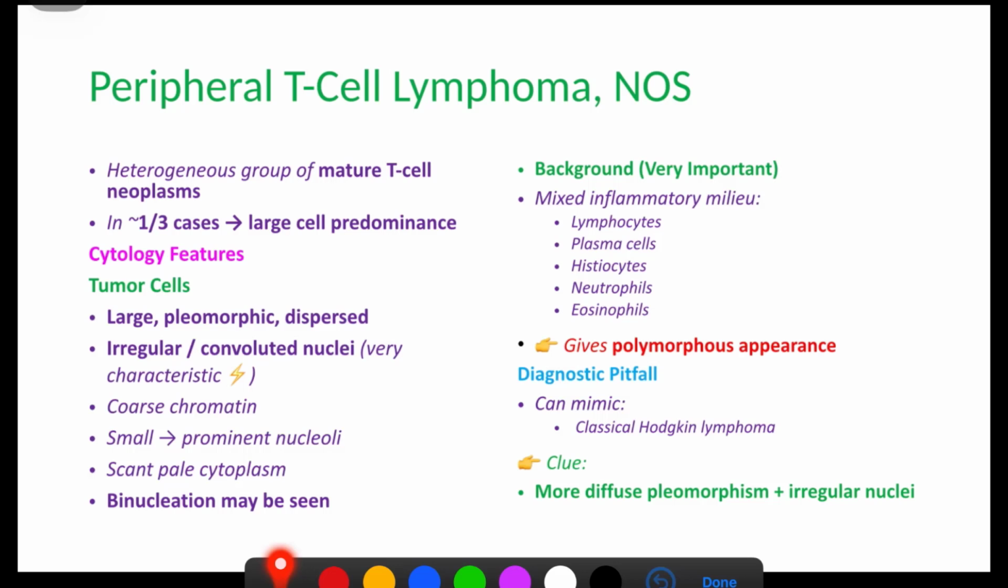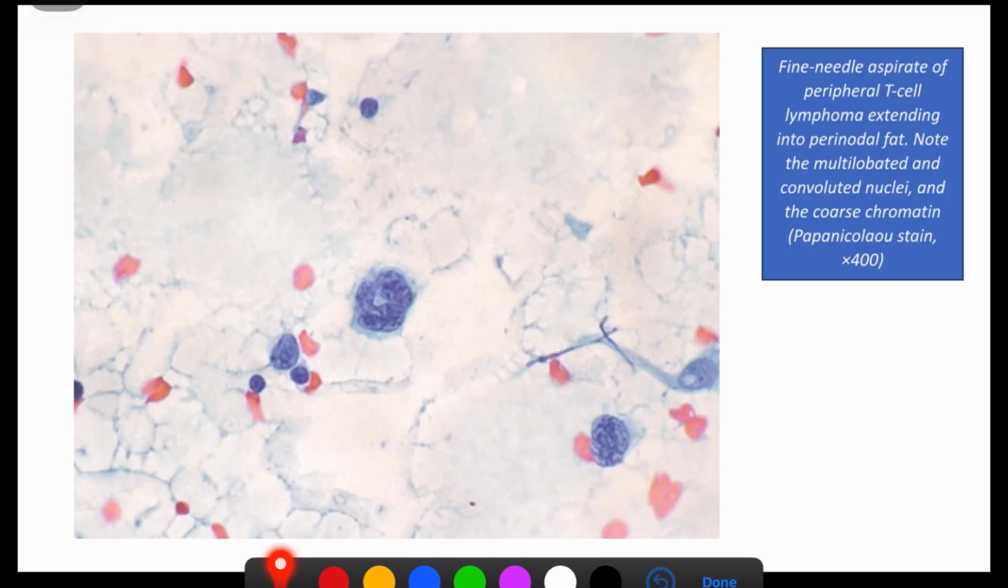Cytologically, they are large, pleomorphic, dispersed, with irregular convoluted nuclei, coarse chromatin, small but prominent nucleoli, scant pale cytoplasm, and binucleation may be seen. Important is the background, where you find a mixed inflammatory milieu, which includes lymphocytes, plasma cells, histiocytes, neutrophils and eosinophils, giving a polymorphous appearance. So a diagnostic pitfall is classical Hodgkin's lymphoma, but the clue is here more diffuse pleomorphism and irregular nuclei.